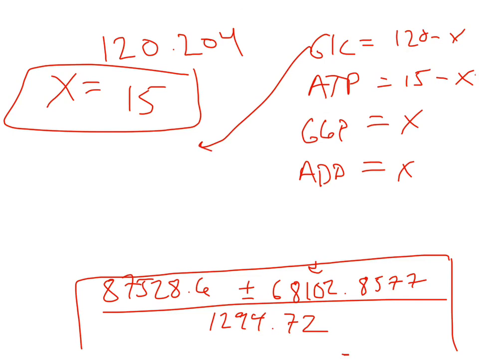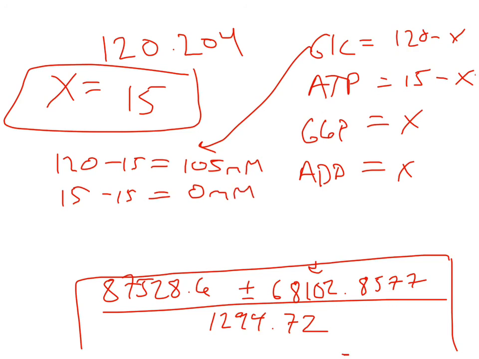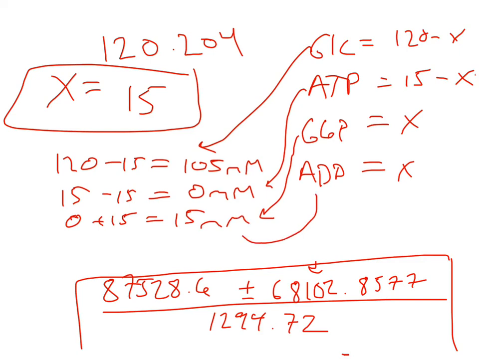And so our glucose is then going to be 120 minus 15, which is going to be 105 millimolar. Our ATP is going to be 15 minus 15, which is 0 millimolar. Our G6P is going to be 0 plus 15, which is 15 millimolar. And our ADP is going to be 15 millimolar. So we have used up all of our limiting reactant. ATP was our limiting reactant. We have 105 millimolar glucose left, and we end up with 15 millimolar of our G6P and ADP.